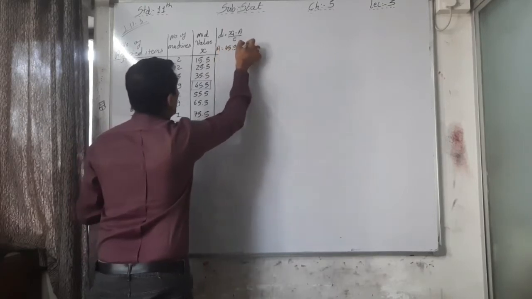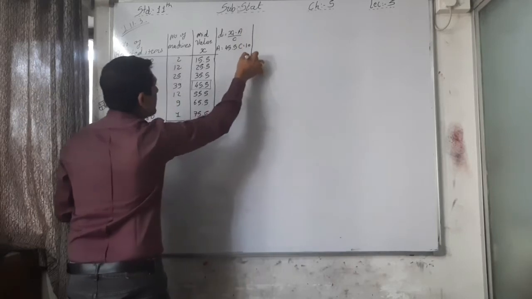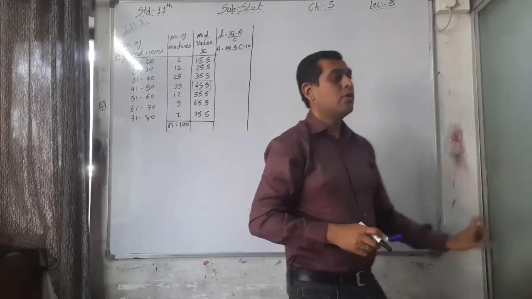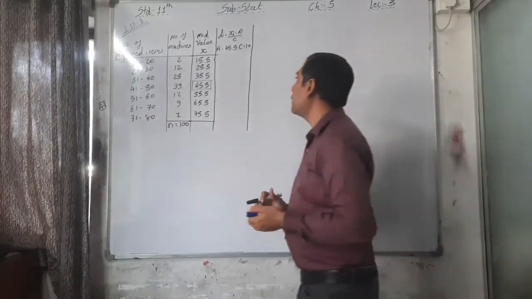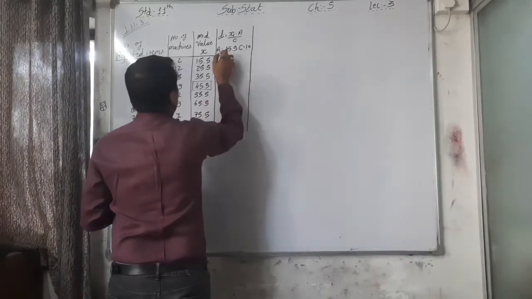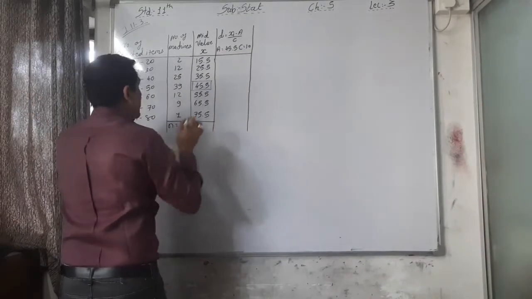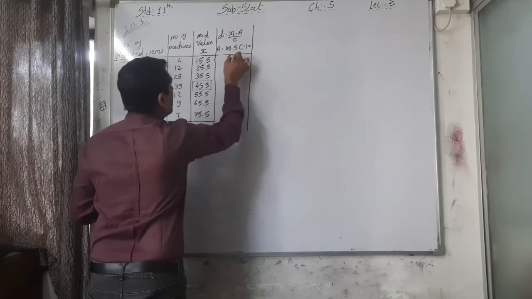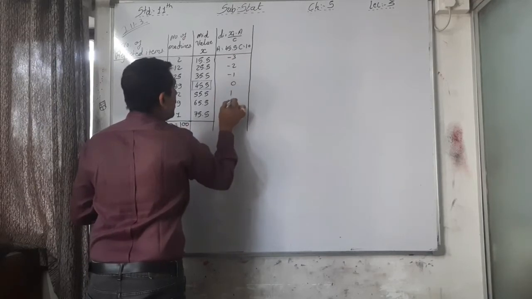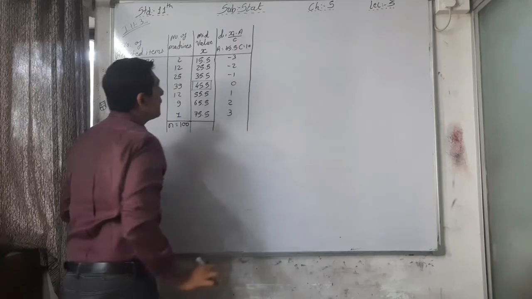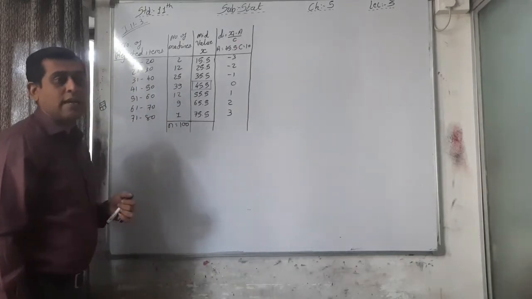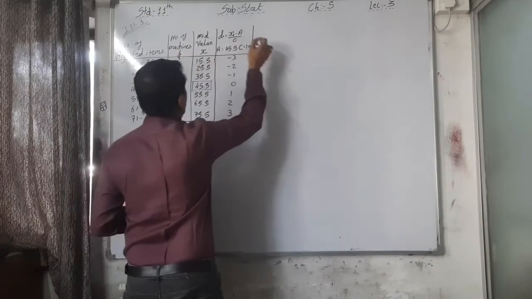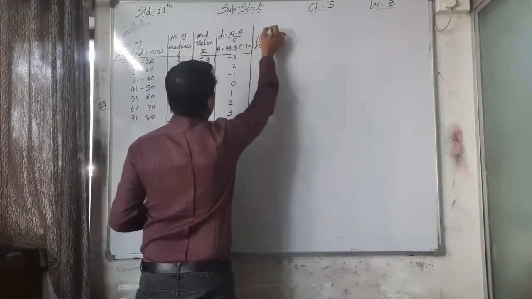And C is equal to what? The class length is equal to 10. Okay, so here you can say that 10 is the class length. Now 0, minus 1, minus 2, minus 3, 1, 2 and 3. This one is the D, or DI. Now this one is your F, this one is your D, and now we find out FD.